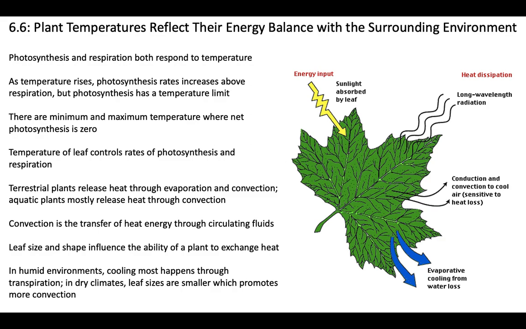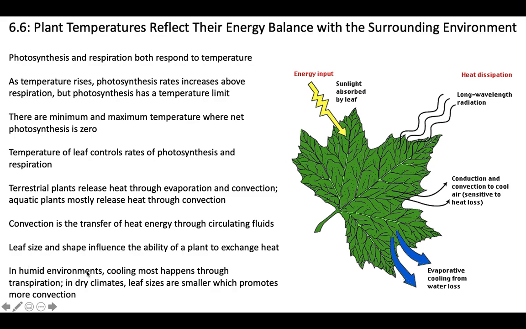So in environments when they start to cool right before winter, you see a lot more nutrient cycling in ponds and in lakes and things like that because of convection, the tendency of hotter, less dense material to rise and colder, denser material to sink. So a lot of terrestrial plants and aquatic plants are going to release heat through convection. Leaf size and shape are going to influence the ability of the plant to exchange heat. I already talked about that, and we'll go into a little more detail in just a second.